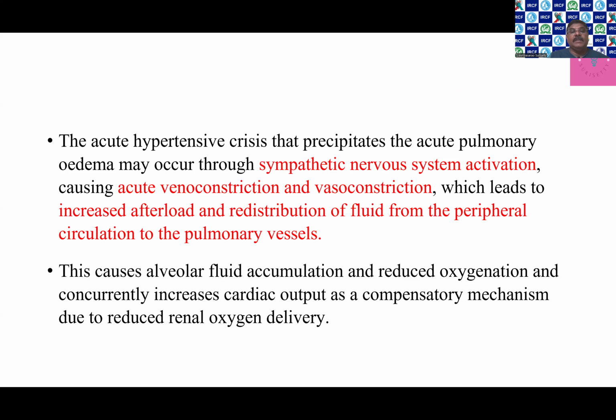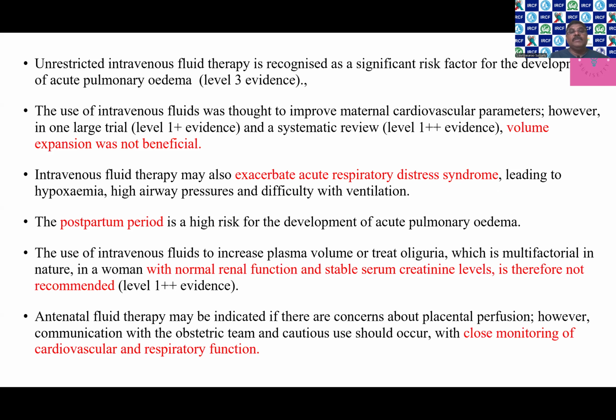Along with that, the acute hypertensive case that precipitates acute pulmonary edema occurs through sympathetic nervous system activation. Whenever sympathetic nervous system activation occurs, it causes acute venoconstriction and vasoconstriction. This will lead to increased afterload and redistribution of fluid from the peripheral circulation to the pulmonary vessels. The pulmonary vascular pressure will increase. This causes alveolar fluid accumulation and reduced oxygenation, with concurrent increase in cardiac output as a compensatory mechanism for reduced renal oxygen delivery.